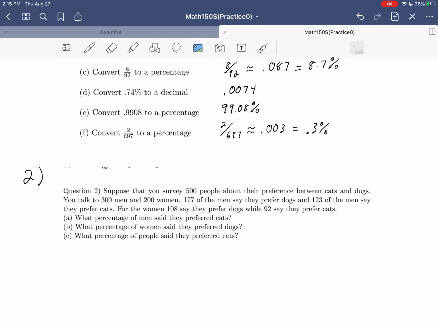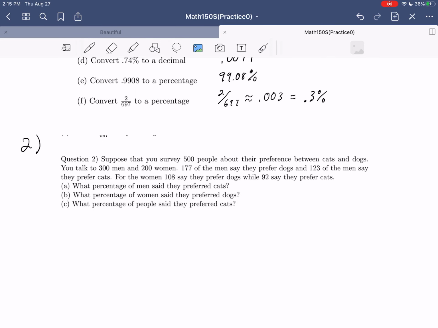Alrighty. So we've got this survey where we had 500 people. There were 300 men and 200 women. Notice that makes up the 500 people. For the men, we have information that 177 preferred dogs and 123 said cats. Notice that 177 plus 123 is 300, so that makes sense. And for women, it was 108 that picked dogs, 92 that picked cats. 108 plus 92 does give us that 200.